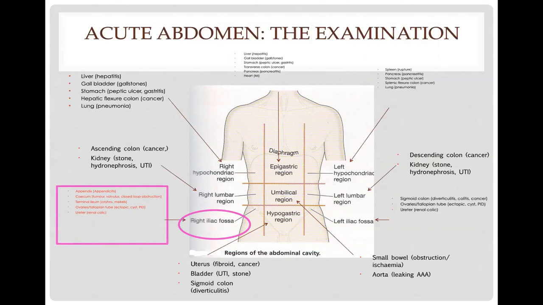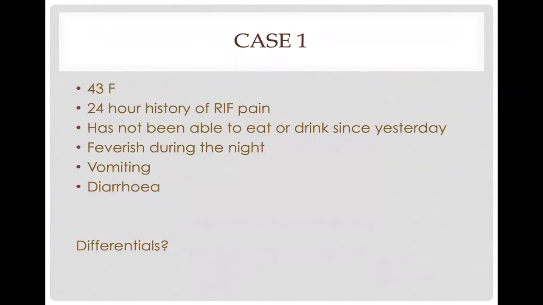And today I was planning to go through some cases to demonstrate some of the most common diagnoses that you might find when working on the general surgical wards. So the first case is a 43-year-old female. You're working on the general surgery ward and a female comes in with a 24-hour history of right iliac fossa pain.